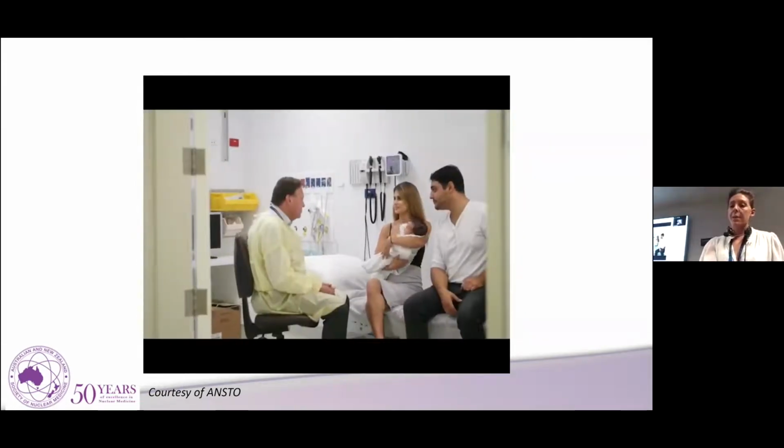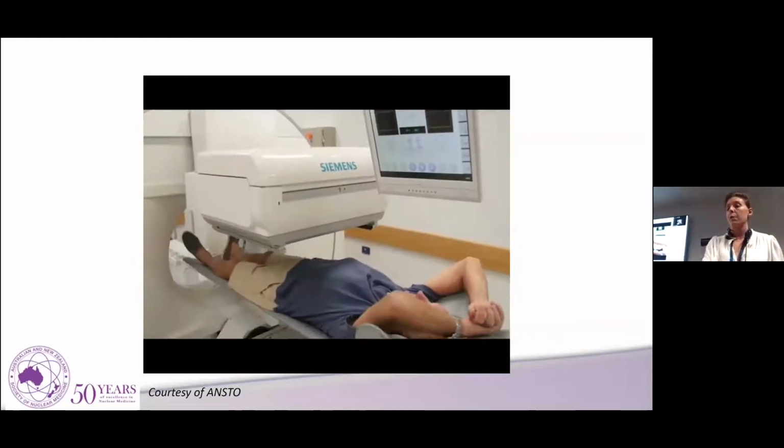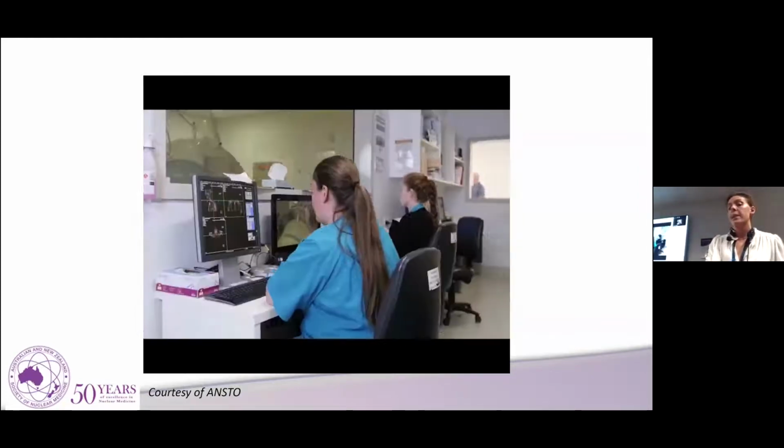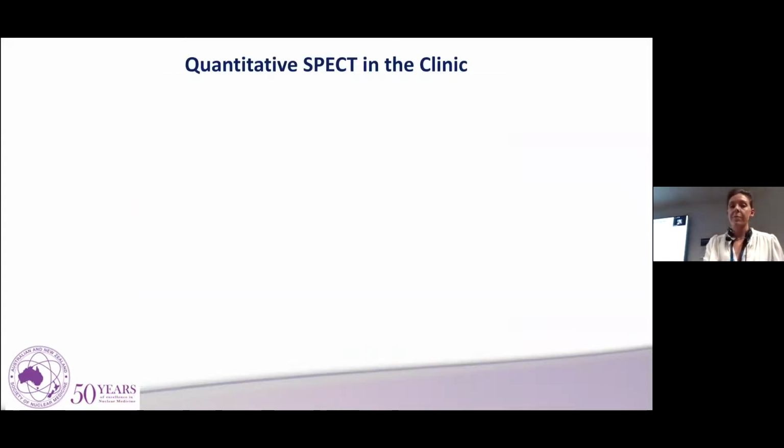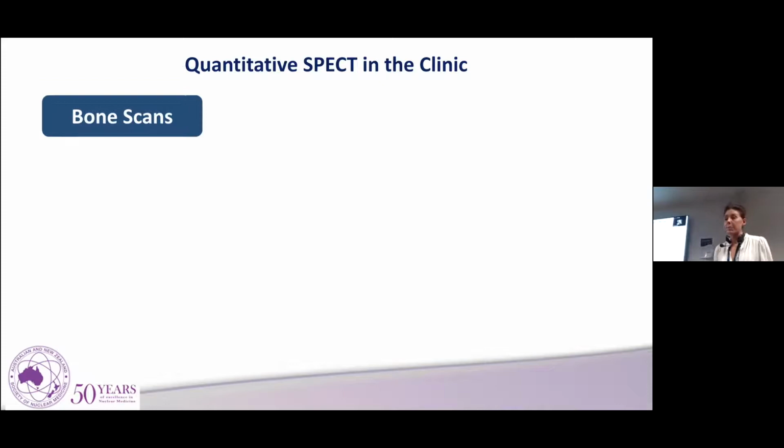So I wanted to spend the rest of the presentation exploring some of the more obvious examples of where quantitative SPECT may play a role in the future in our clinics. The first of these, and certainly the most obvious of these, is in bone scans. And anyone who's familiar with the quantitative SPECT literature would be well aware that there's quite a bit out there demonstrating the use of bone SPECT CT using quantitative algorithms.